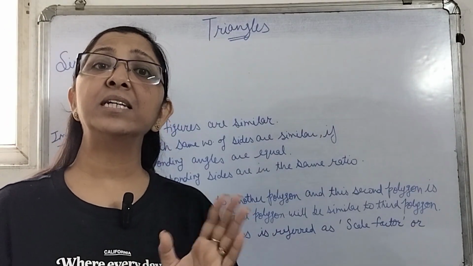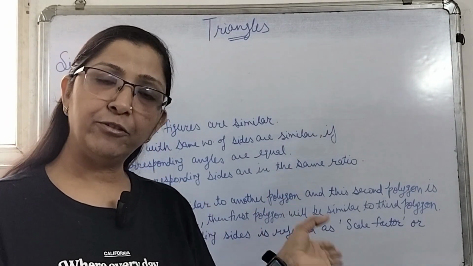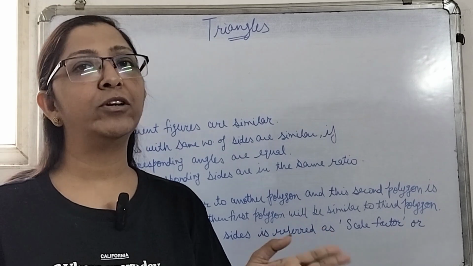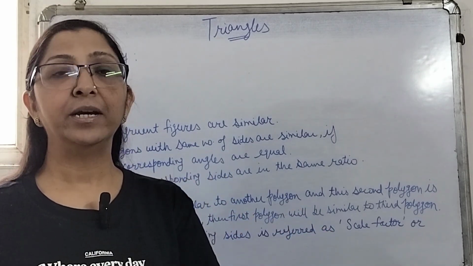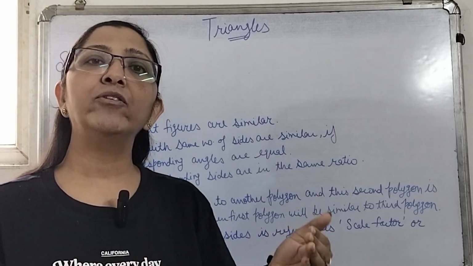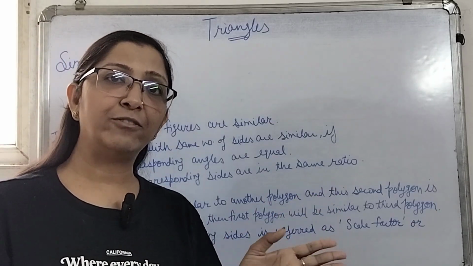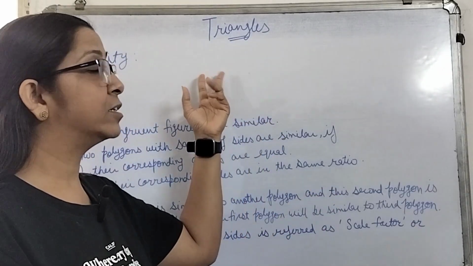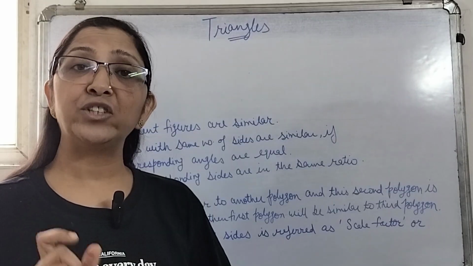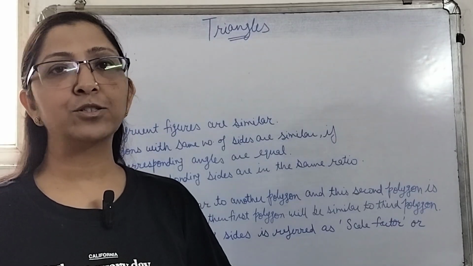We will be comparing the same type of figures. Like if we are comparing a rectangle, we will be comparing it with a rectangle only. If we are comparing a square, we will be comparing it with a square only. We can't compare a square with a rectangle, because the shape should be similar, although size could differ.